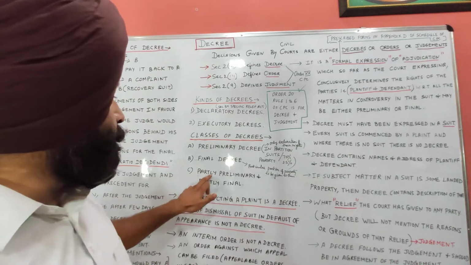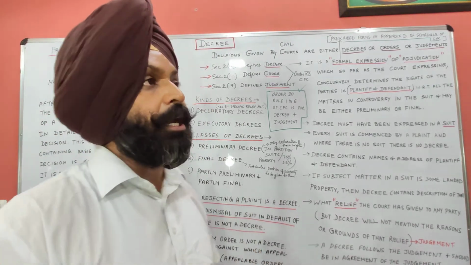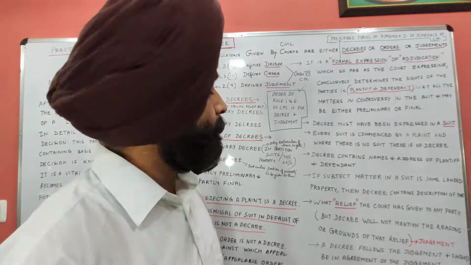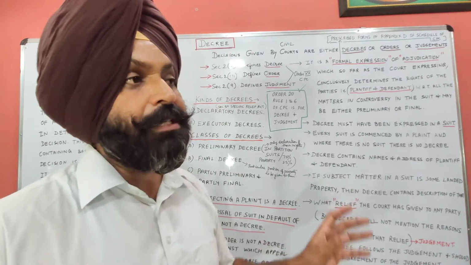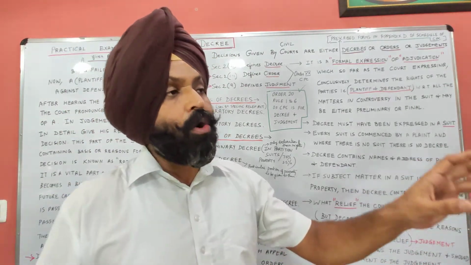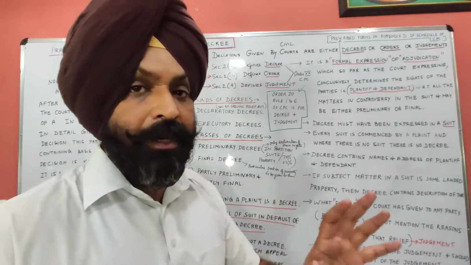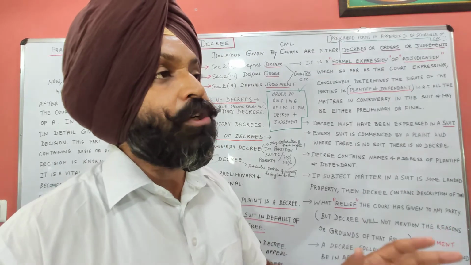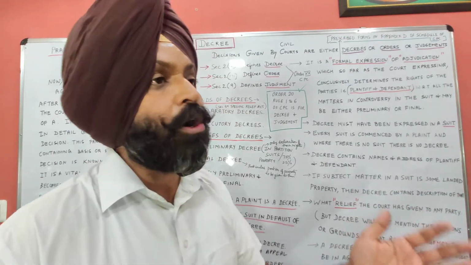Then there is partly preliminary and partly final. For example, in a case of possession, the plaintiff files a case of possession against B. If the court grants the possession, that's known as a preliminary decree. But if there is a question of title, that can also be decided.